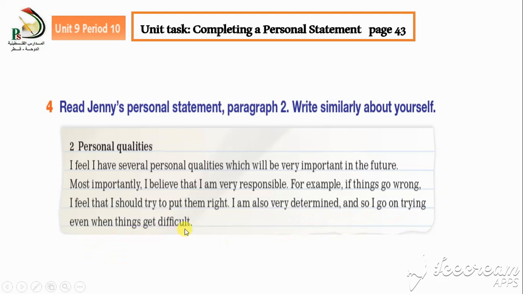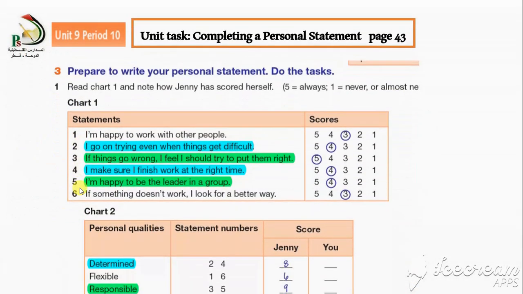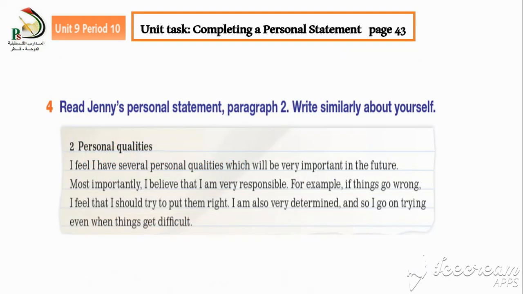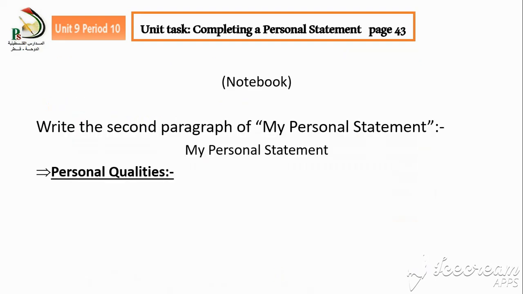It means that she took the idea from her scores and then wrote them down: responsibility highest, determined second highest, and then flexibility. So you are supposed to write about yourself like that in the second paragraph of your personal statement. So this was the unit task of Unit 9, period number 10, page number 43.